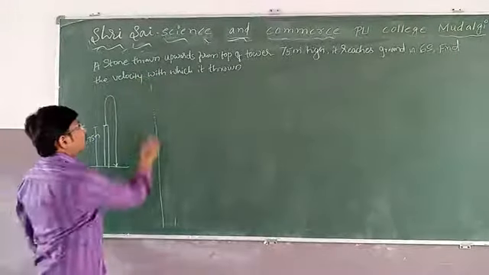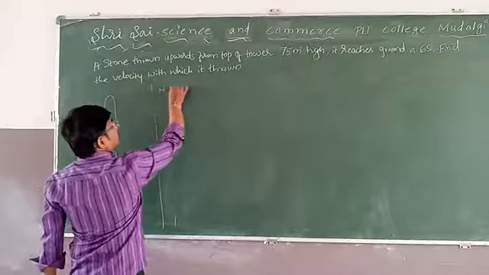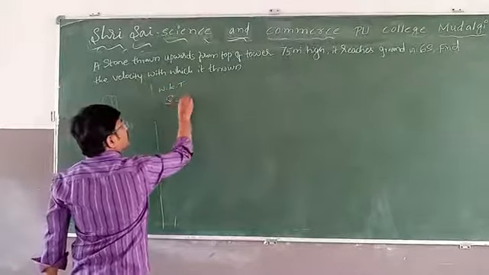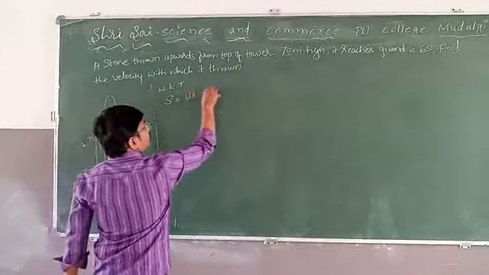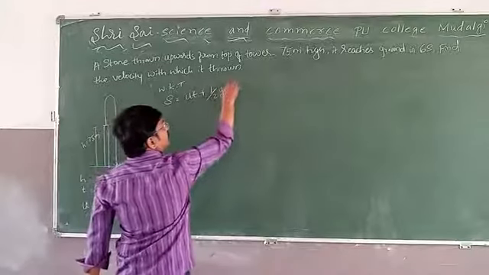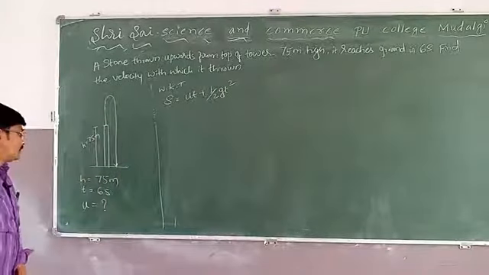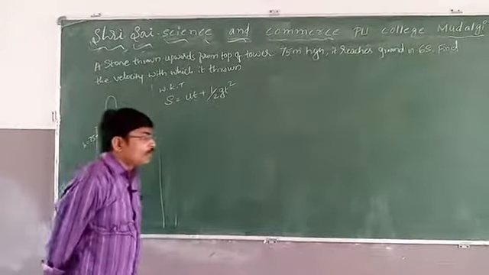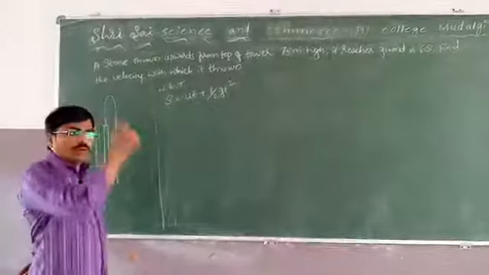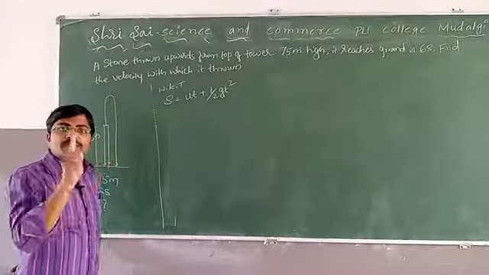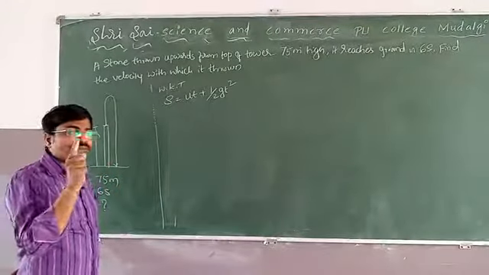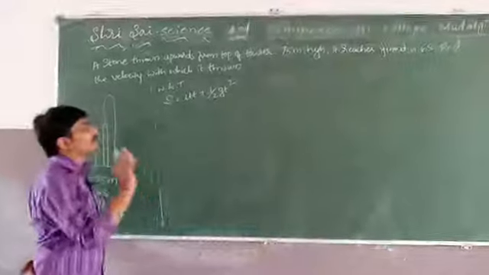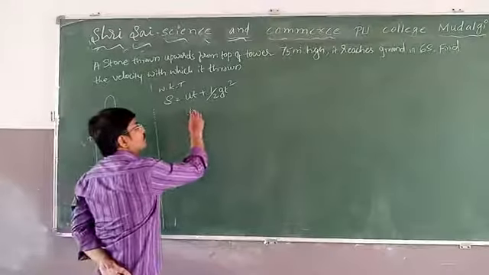Remember, we know the formula: s is equal to ut plus half gt square. When you throw the object vertically upwards, the velocity value is positive according to the sign convention. Therefore, u should be positive only. Okay, fine, u. What about time?